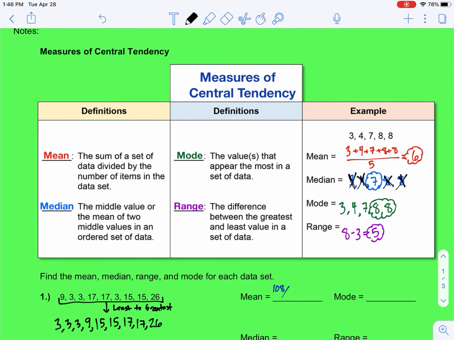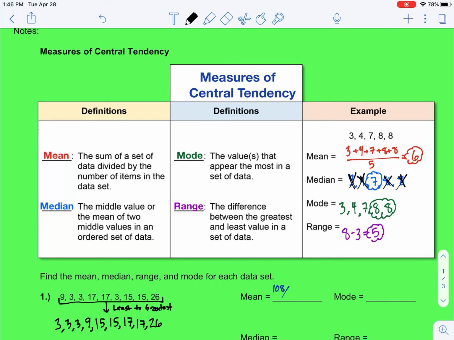Mode is probably the easiest one to find. Mode is just the number that appears the most. I can have more than one mode. If I have the exact same amount of numbers, so let's say I have a 3, a 4, a 7, an 8, and a 9, I would have no mode. If I have 2 3s, 2 4s, 2 7s, 2 8s, and 2 9s, I would have no mode. If I have a number that appears more often than others, that appears the same amount of times as another number, I would have multiple modes.